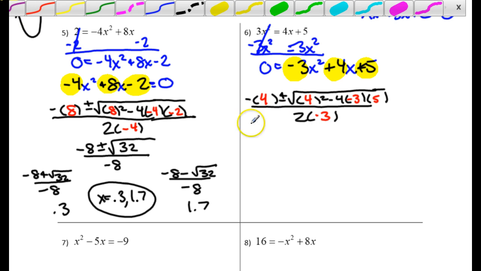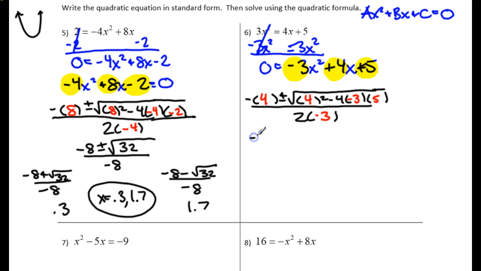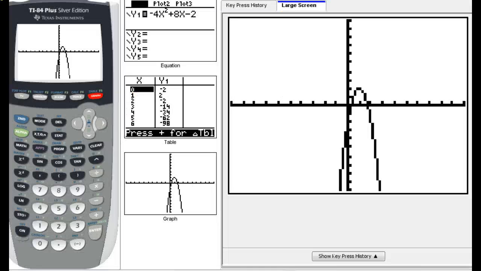Alright, so let's clean it up again. So, negative times 4 is just negative 4, plus or minus square root. Now let's go back and simplify this. So we're going to punch in all that stuff under the radical.